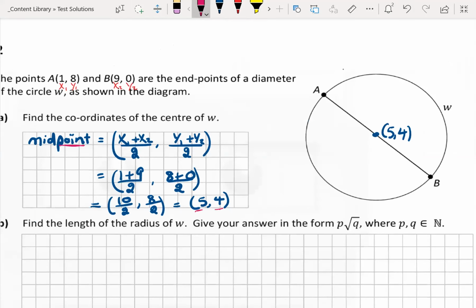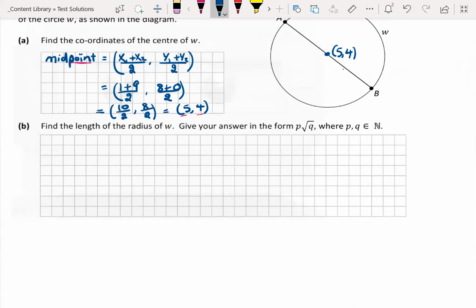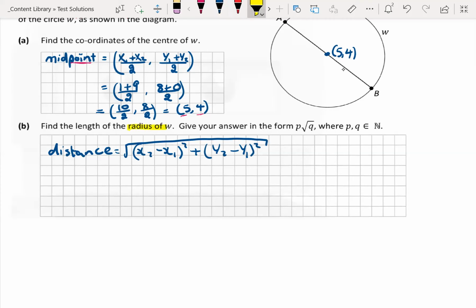Find the length of the radius. This is a nice question because it's testing both your midpoint formula and the distance formula too. And again, the formula was given on the board. It's the square root of x2 minus x1 squared plus y2 minus y1 squared. Now, what 2 points do they want us to use? They're talking about the radius of W, so from the center to B or from the center to A.